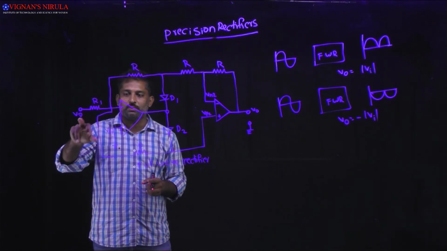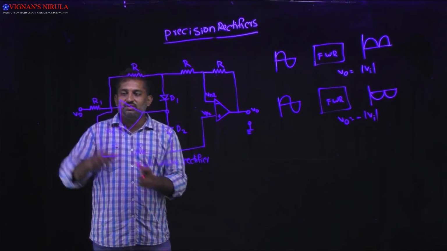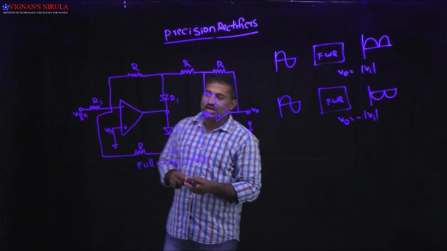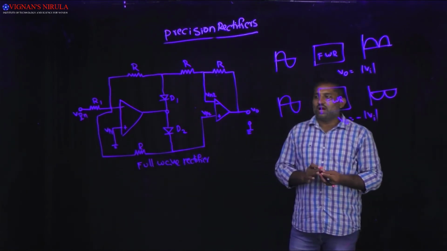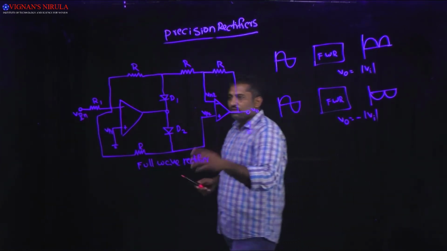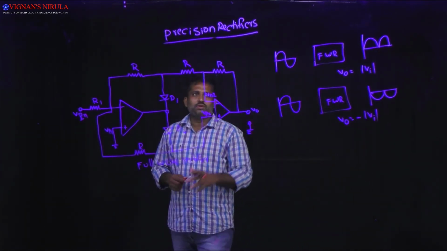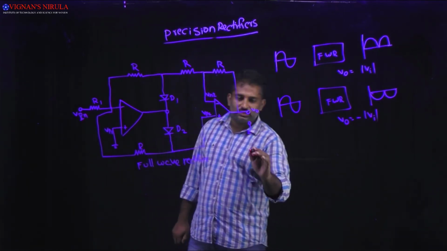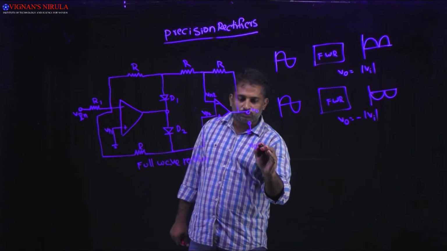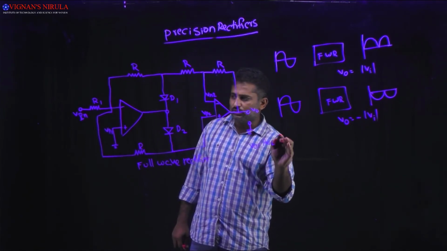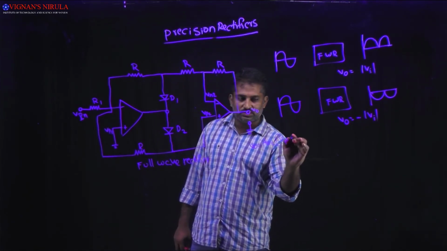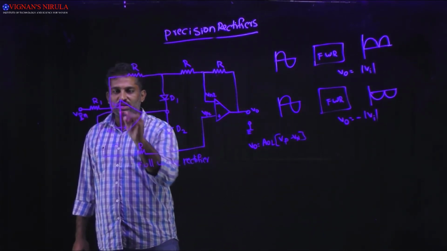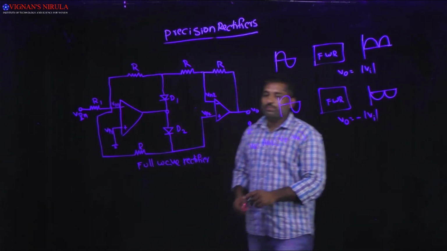Why? Because we are applying the input at the inverting terminal. So Vin is applied at the inverting terminal. And here we are going to explain the positive full wave rectifier. So we all know that V naught is equal to A naught L into Vp minus Vn. Here I am treating it as Vn1 and here as Vp1.